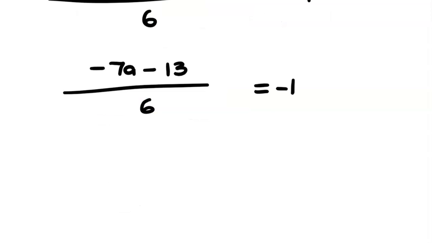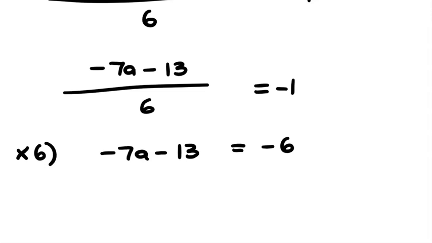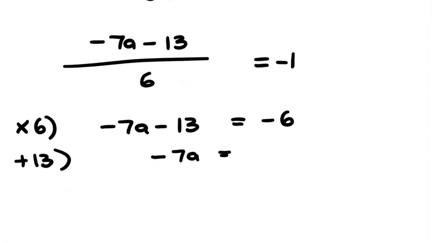So now that we've dealt with all that, we can solve like normal. We're going to multiply both sides by 6. So minus 7a minus 13 is going to equal negative 6. We're going to add 13 to that. So minus 7a is going to be negative 6 plus 13. We could think of 13 minus 6, so that's going to be 7. There we go. And then divide by negative 7. a is going to equal negative 1, because a positive divided by a negative means our overall answer is negative.